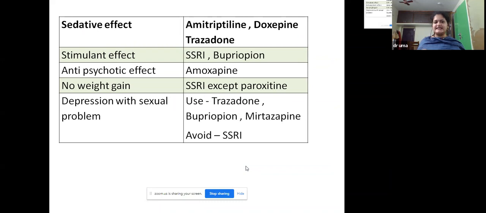And SSRIs have stimulant effect. Antipsychotic: the antidepressant with antipsychotic effect is amoxapine. Most commonly asked question: antidepressant with antipsychotic effect. It is amoxapine. So no weight gain: SSRIs will not cause any weight gain except paroxetine. With sexual problems, you can use trazodone, bupropion and mirtazapine, but SSRIs are avoided.